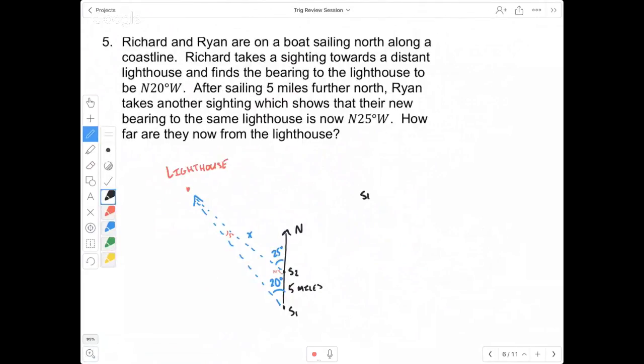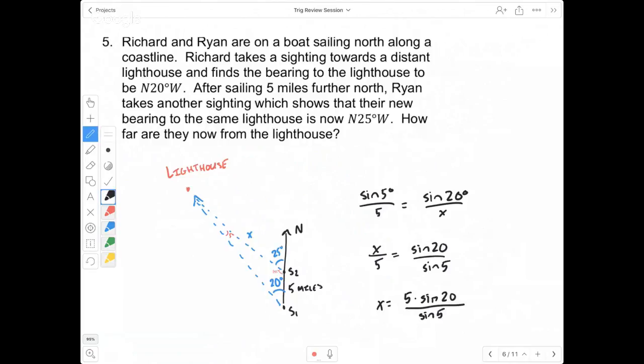So I'm going to say that the sine of 5 degrees over the opposite side, 5, is equal to the sine of 20 degrees over the opposite side, x. Which means that x over 5 equals sine 20 over sine 5. So x equals 5 sine 20 over sine 5. Pulling up my handy dandy calculator.